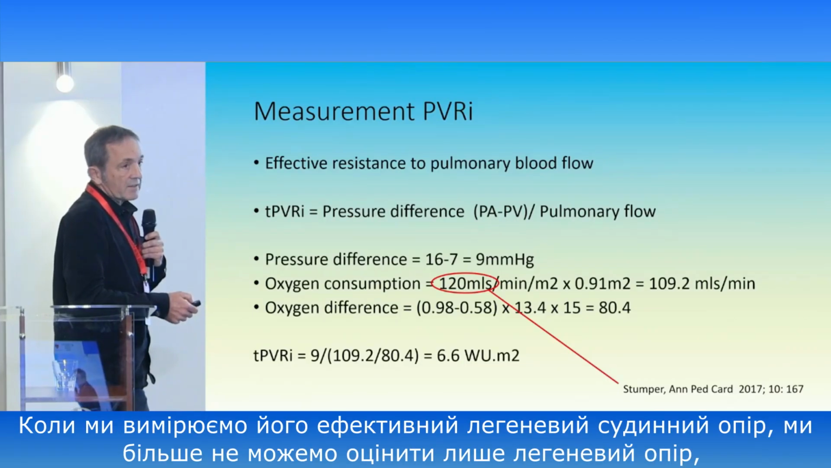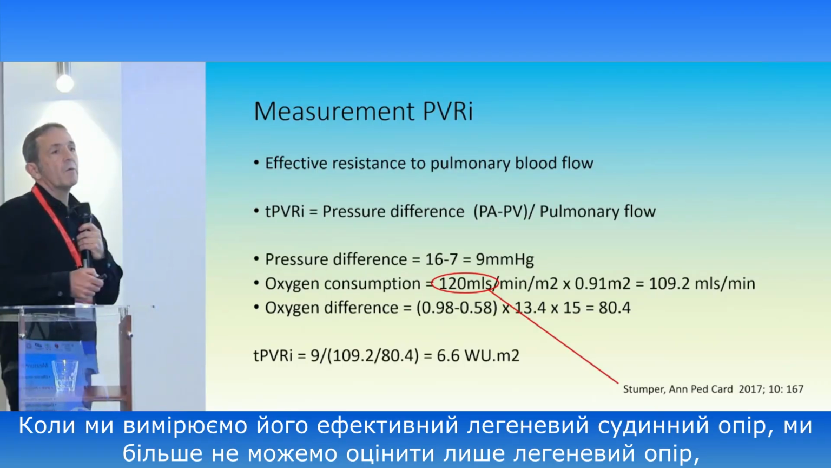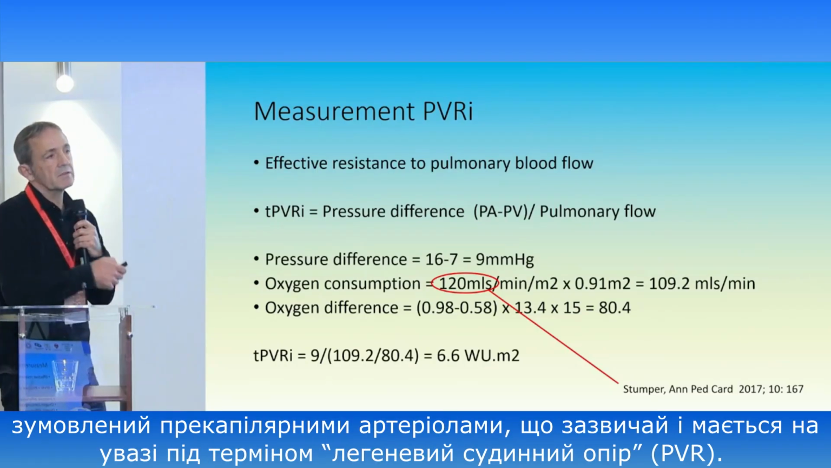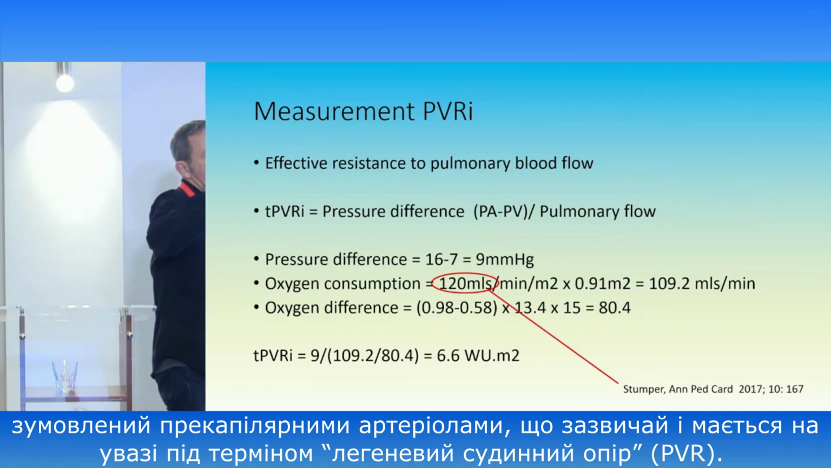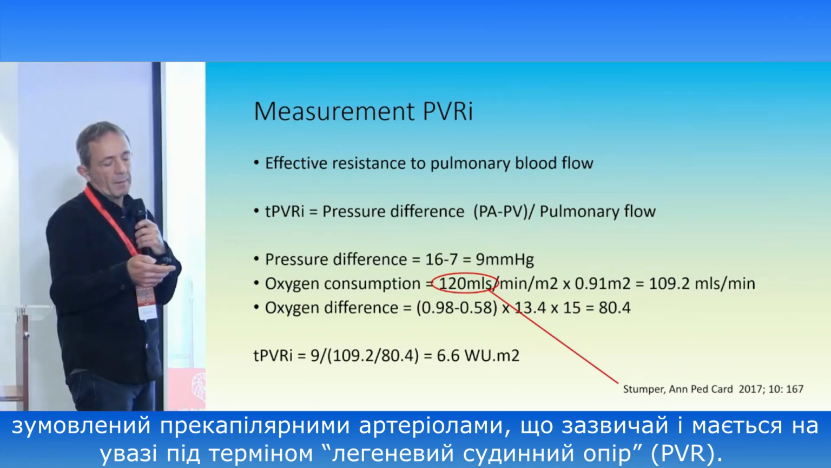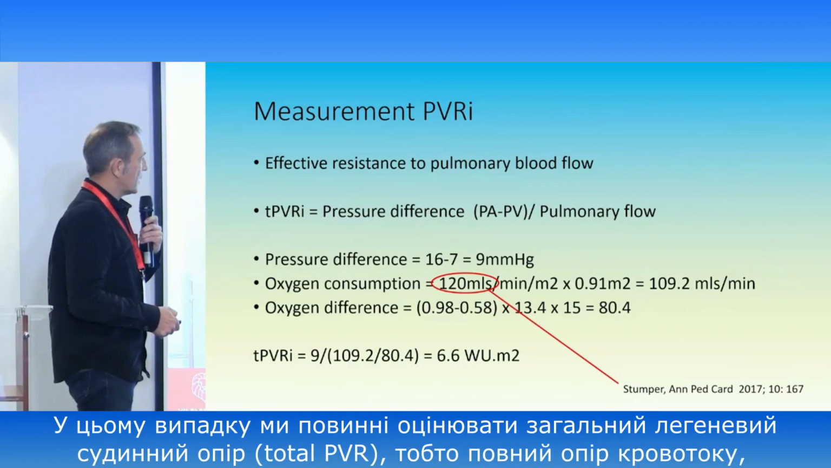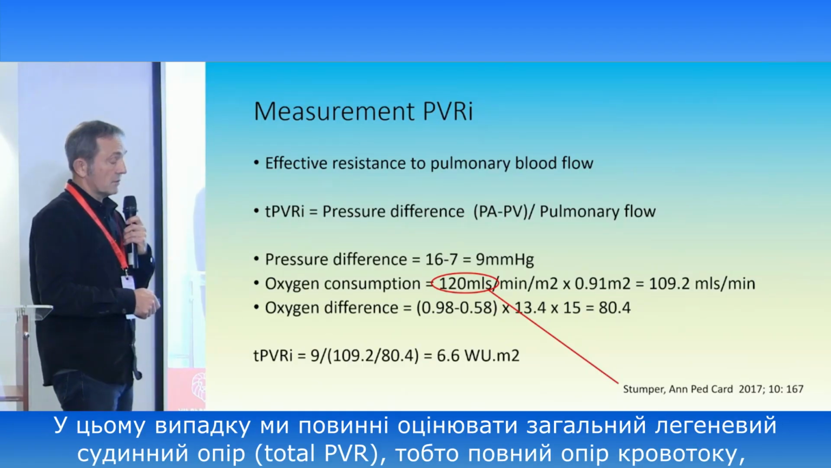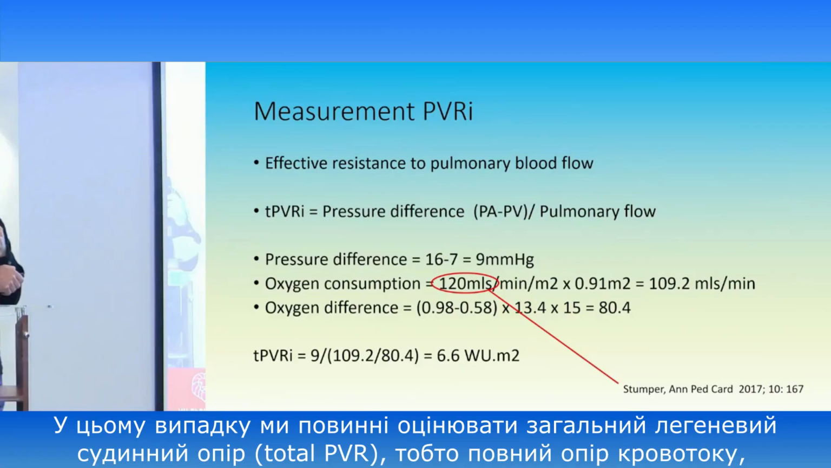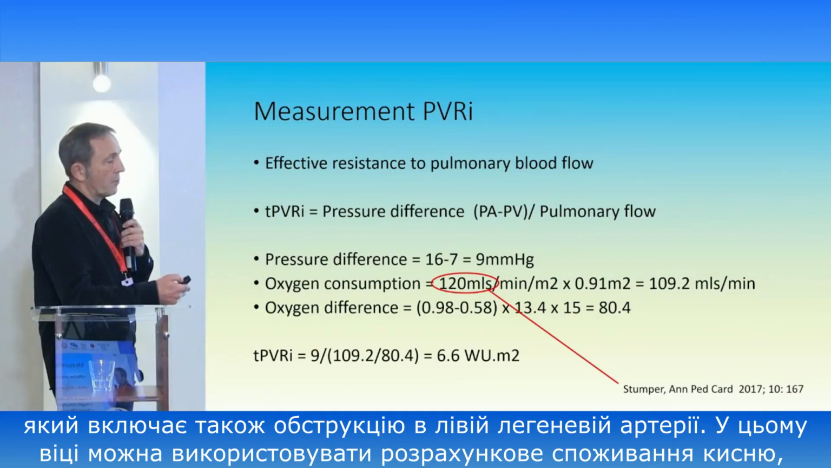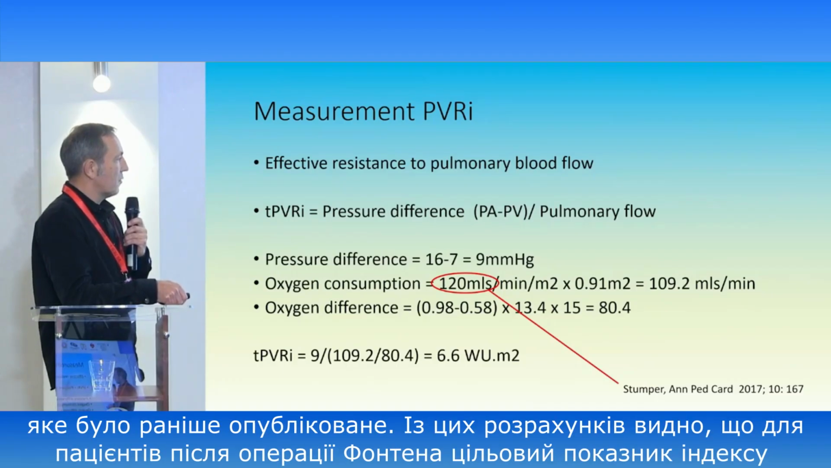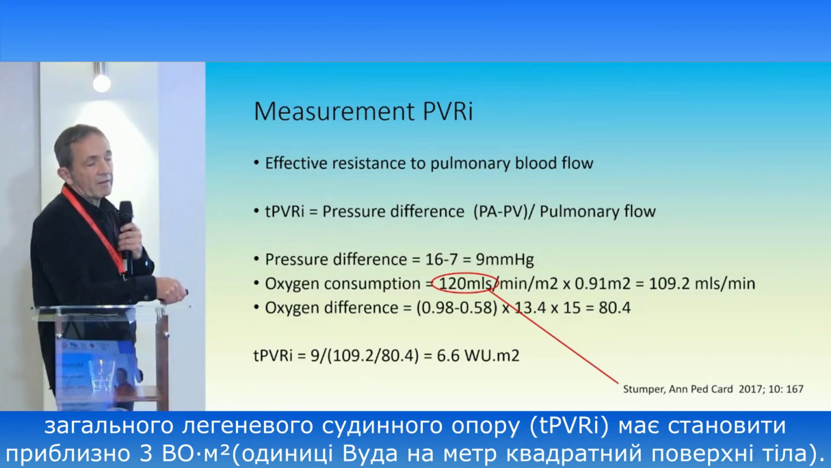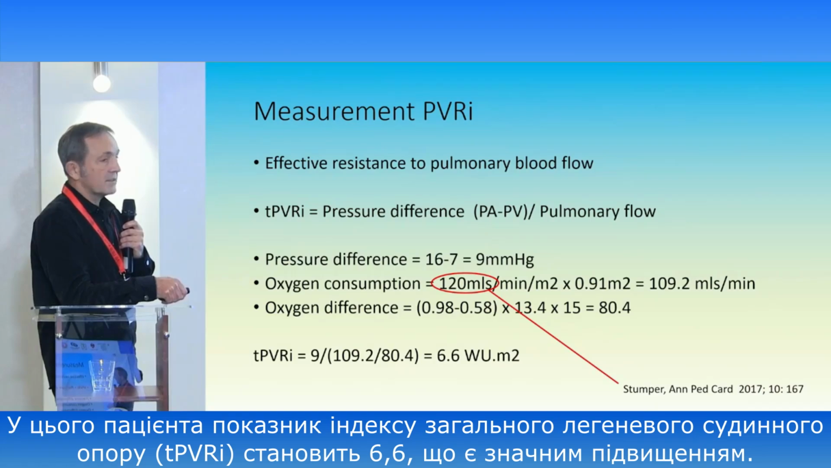When we measure his effective pulmonary vascular resistance, we can't now measure the pulmonary vascular resistance as a result of the precapillary arterioles, which is normally what you mean by pulmonary vascular resistance. You have to measure his entire pulmonary vascular resistance or total resistance to flow, which incorporates the left pulmonary artery obstruction. Now, at this age, you can use an assumed oxygen consumption, which has been published before. And this shows that for a Fontan that needs a PVRI of around 3, he's really high at 6.6.